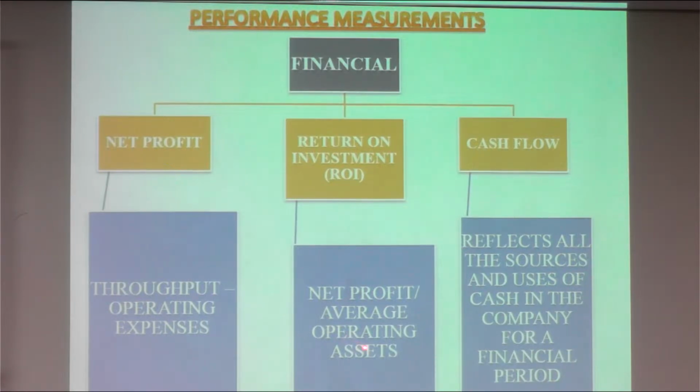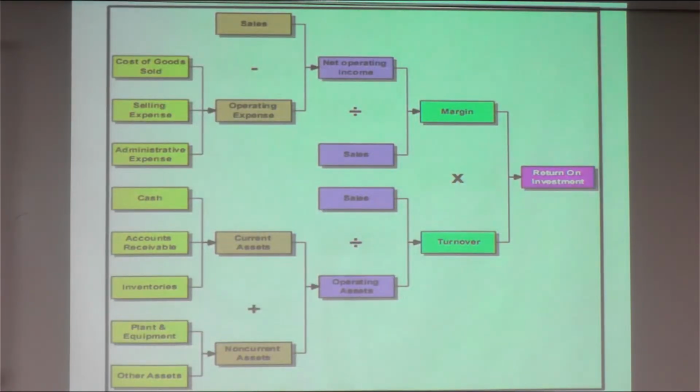ROI, return on investment, is net profit by average operating assets. Cash flow reflects all the sources and uses of cash in the company for a financial period. Now look how beautifully all the terms are arranged. Cost of goods sold, selling price, administrative expenses, all these are operating expenses. If you subtract from sales, this is non-operating income. If you divide non-operating income by sales, it gives margin. You multiply margin with turnover, you get return on investment.